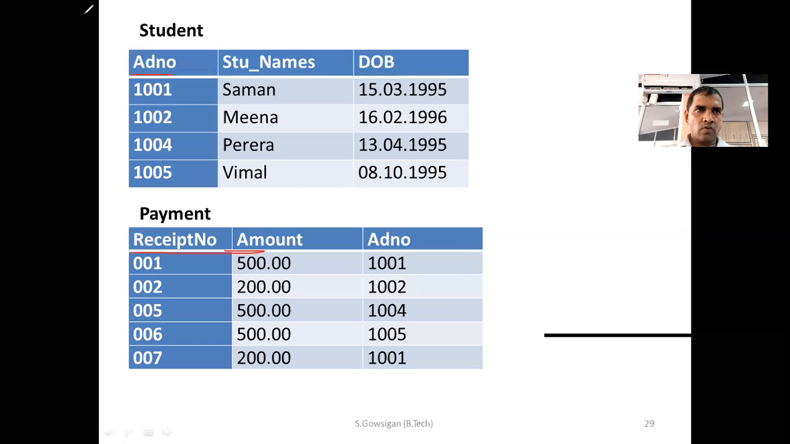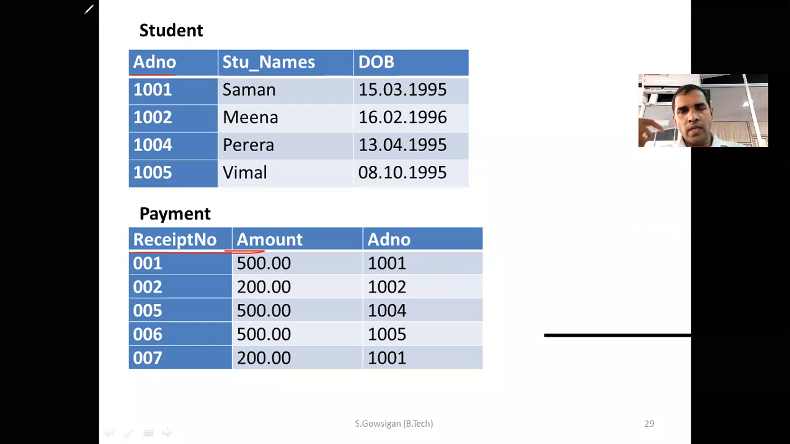Yes, sir. What is the foreign key? Amount? I take the definition again. A field which is set as primary key in one table, but not set as primary key in another table, then it is called foreign key. So now I told you to identify one foreign key. What is it? Is it amount?